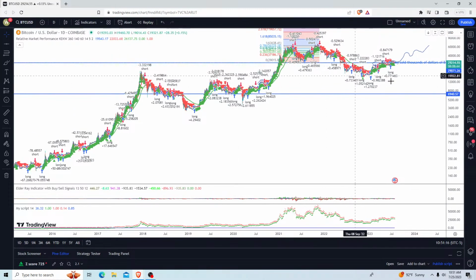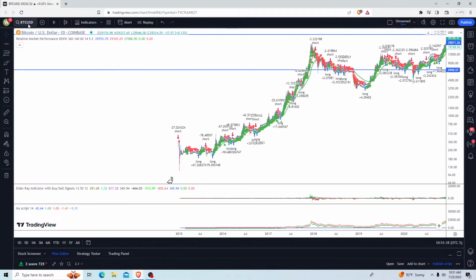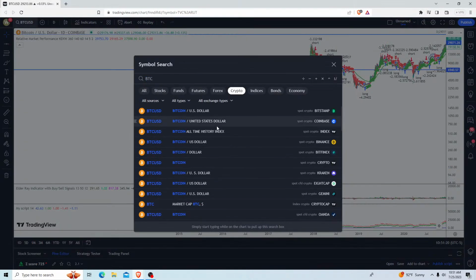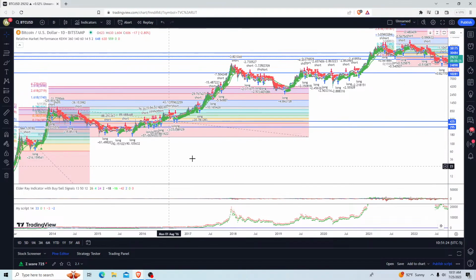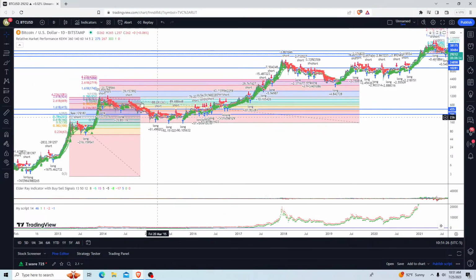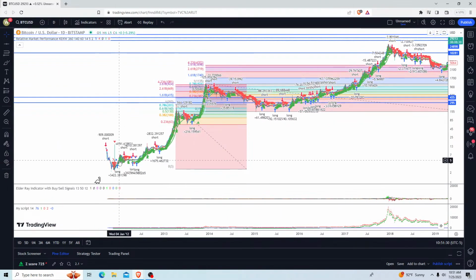Yeah, this, wait, let's get the good chart. Bitstamp, baby. See this? Wow. You can even go back to 2013. That's insane.